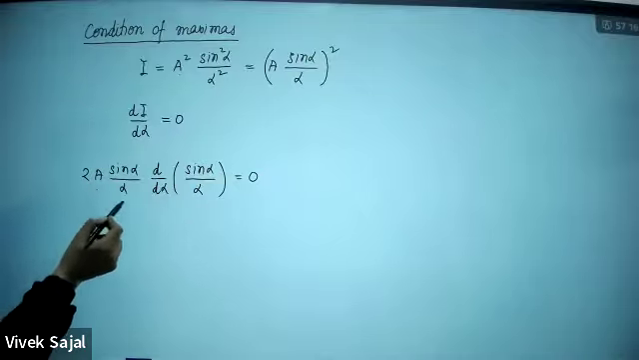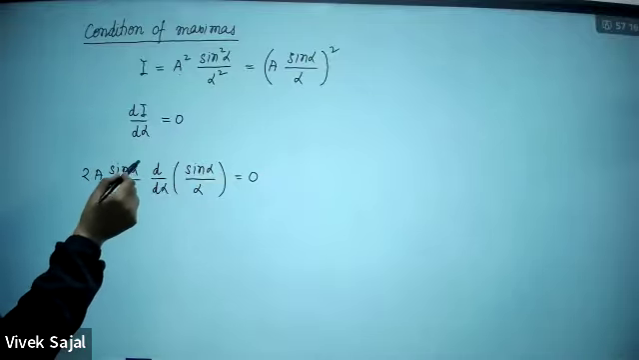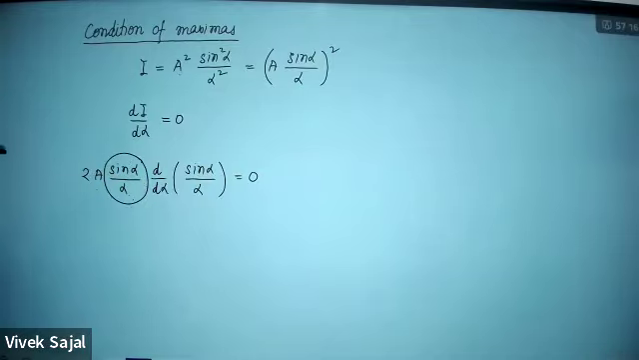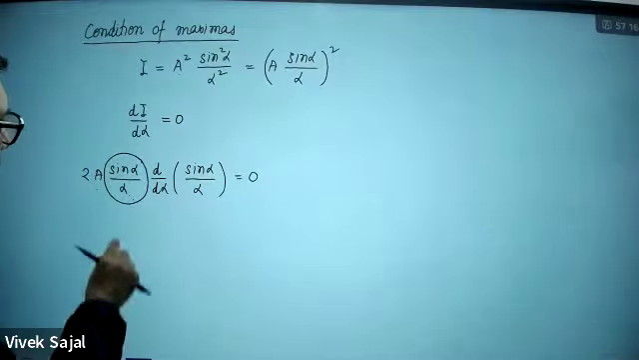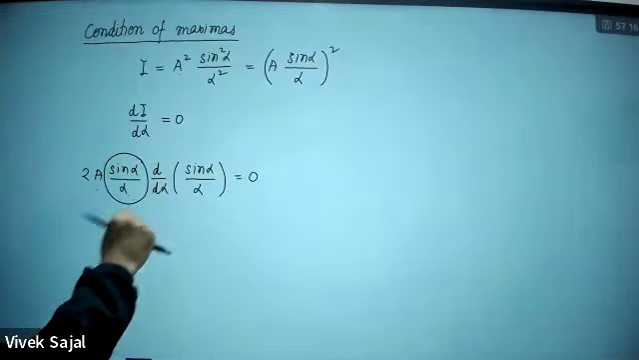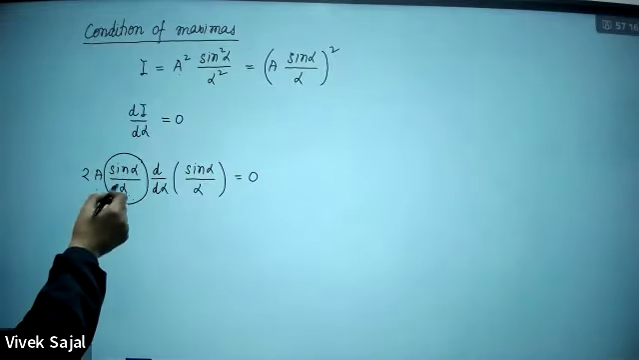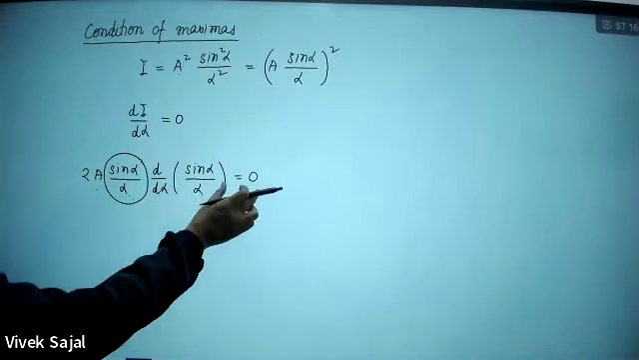This is a constant. If you make this term 0, try to understand, what are you going to get? You will get the condition of minima. So when I am equating this part equal to 0, this will give me the condition of minima. So I'm not considering it now. I'm equating this equal to 0.